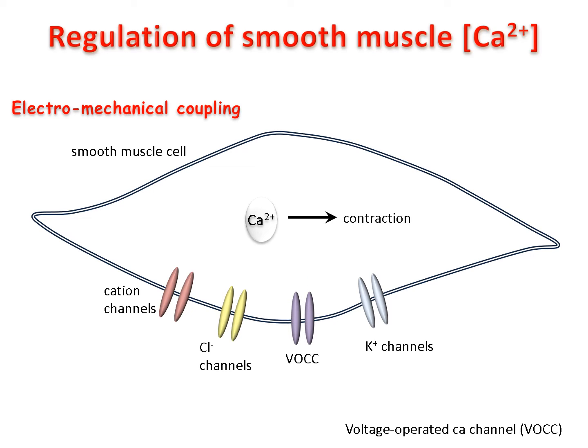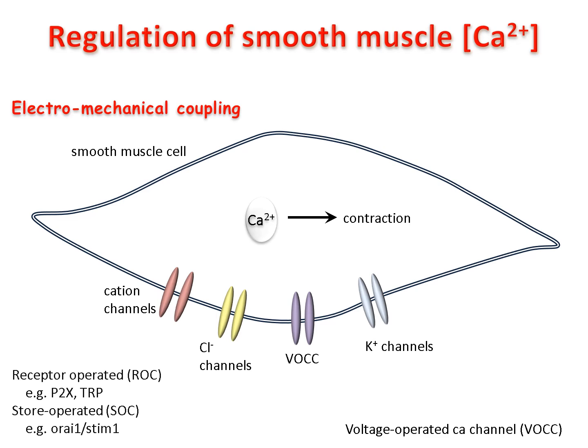Calcium can also enter the cell through cation channels. Several types of cation channel are expressed in vascular smooth muscle. Some are receptor-operated, such as P2X channels and members of the TRP superfamily of channels. Others are store-operated, such as channels formed by the interaction of ORAI1 and STIM1 proteins. I won't go into the mechanisms of activation of these channels, but suffice it to say that they open in response to the depletion of calcium stores in the sarcoplasmic reticulum.